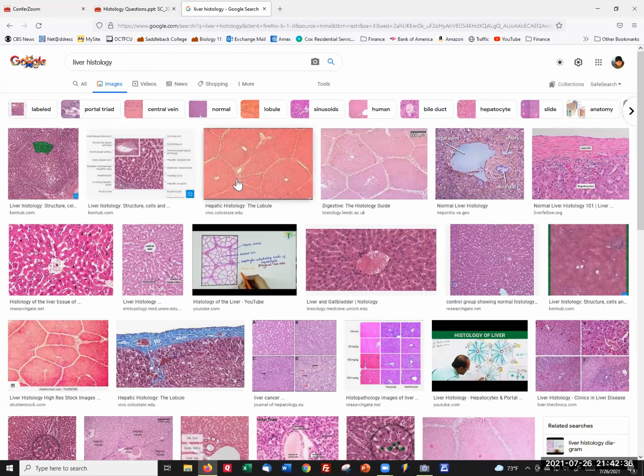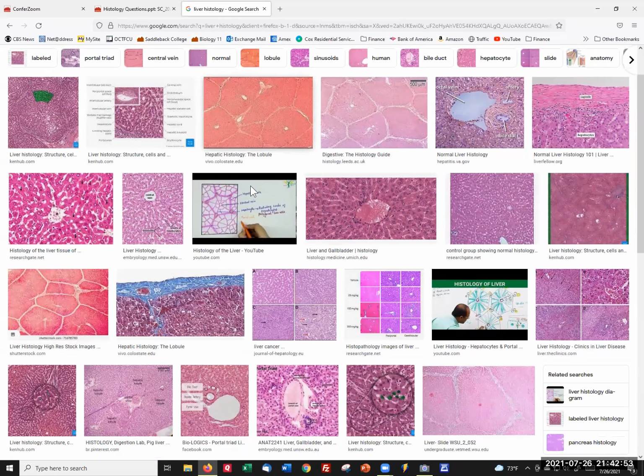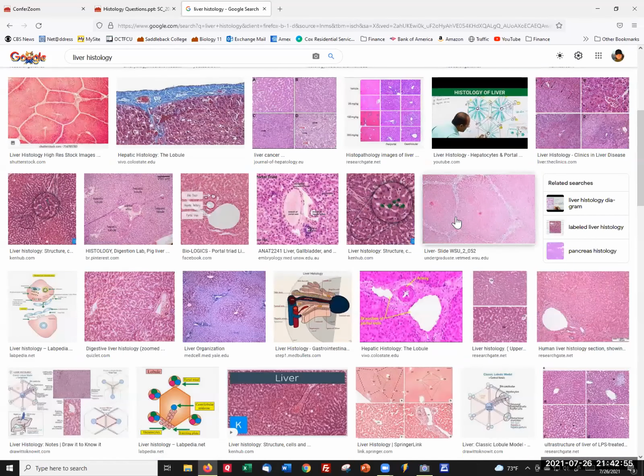This is a great shot right here. Central vein, central vein, central vein. They all have a central vein. Every lobule has a central vein. But you're not going to be able to see it unless the cut goes right through it. And it didn't. Liver.